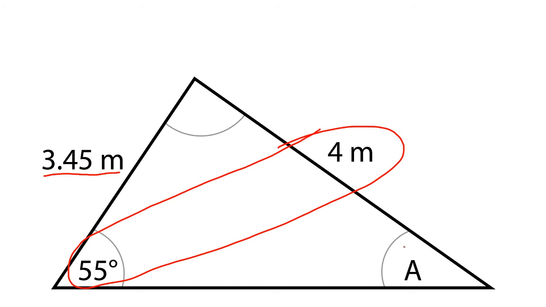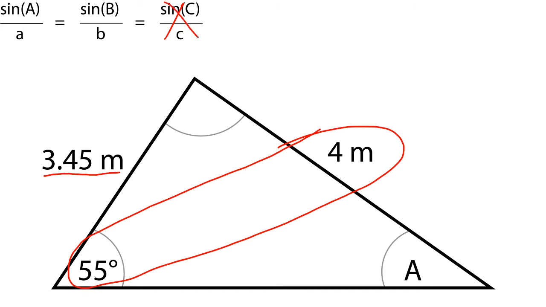Well, because we're finding angle, we want the angle on top. And that's really all that changes here. So we can cross out sine of c over little c because they have nothing to do with the equation, similar to the last couple. So we have sine of a, that's what we need to solve for, over the side opposite of the angle A, which is 3.45 meters. And that's equal to the sine of big B, which is 55 degrees, all over little b, which is 4 meters.